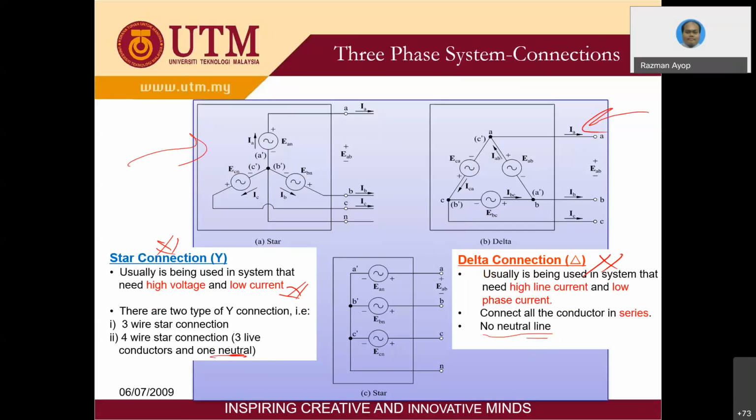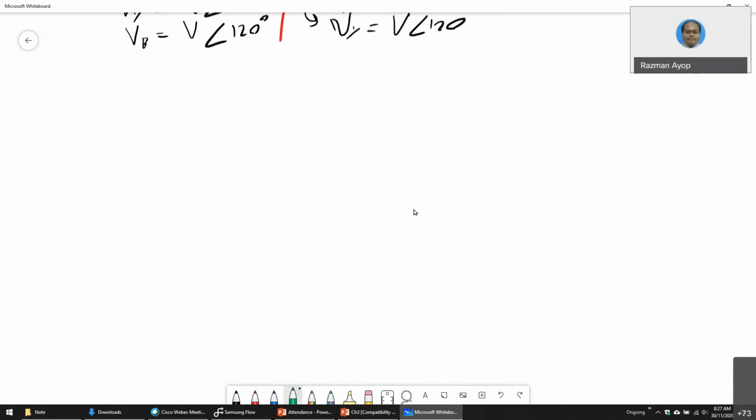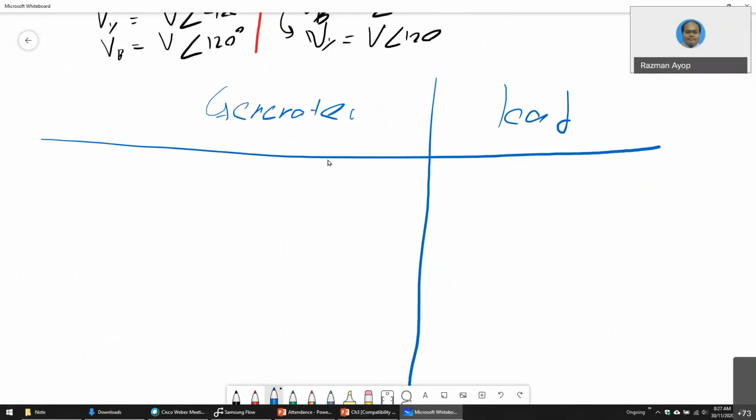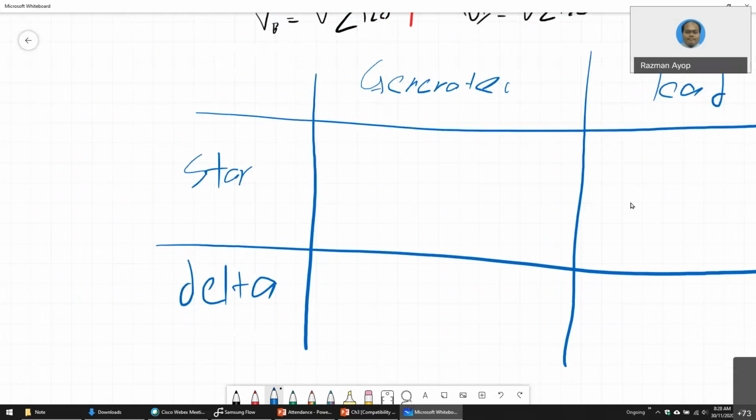It is important for you to know how to draw this. First there are the generator and the load. They can be star connection or delta connection. So you need to practice how to draw this. I will focus on the generator first.